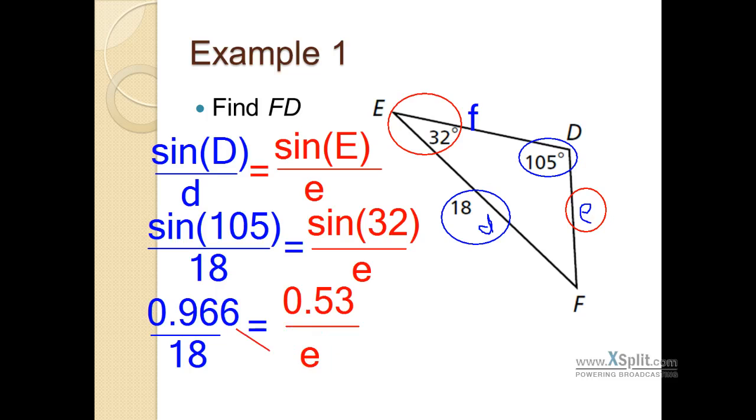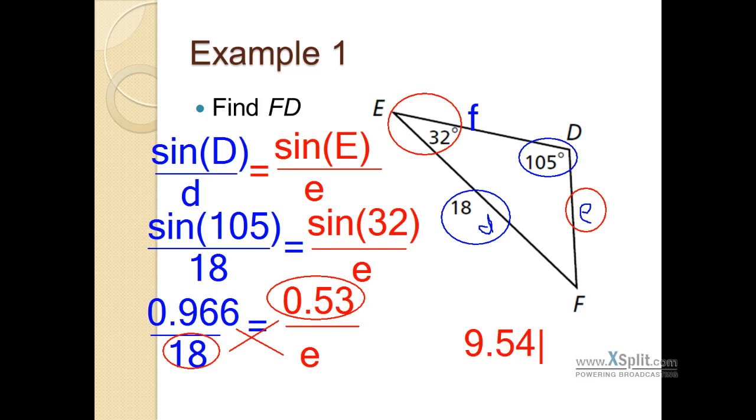From here, it's a simple matter of cross-multiplying and dividing. We're going to cross-multiply these two. So I'm going to take 18 multiplied by 0.53. 18 multiplied by 0.53 gives us 9.54.